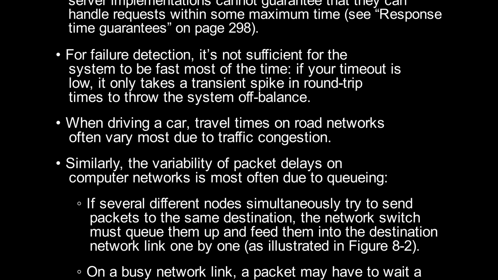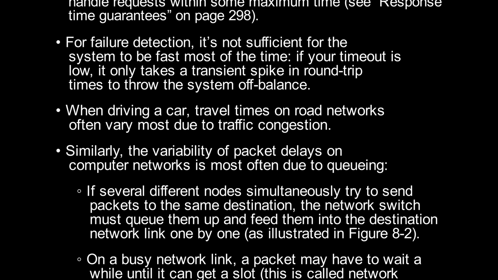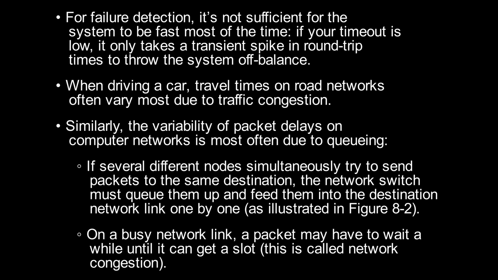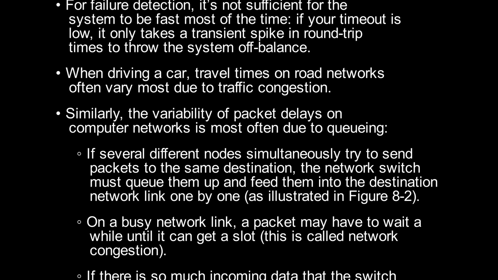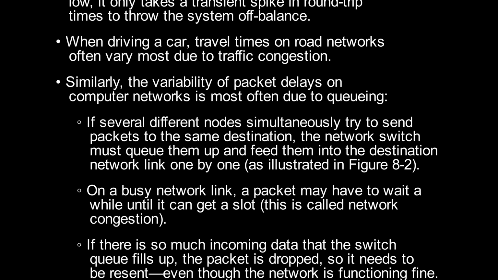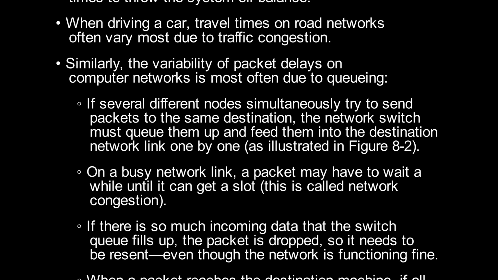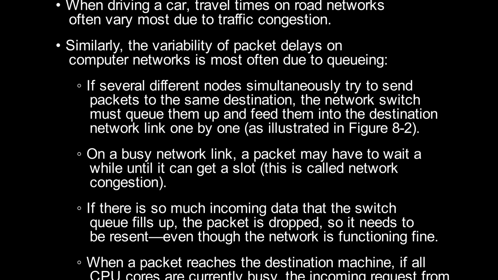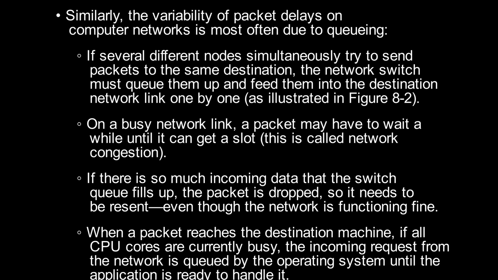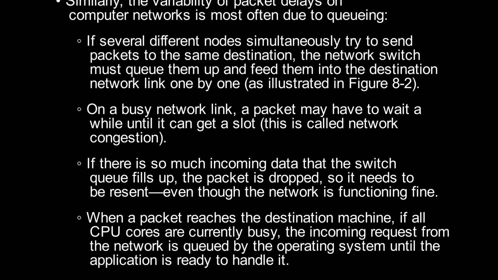If several different nodes simultaneously try to send packets to the same destination, the network switch must queue them up and feed them into the destination network link one by one, as illustrated in Figure 8-2. On a busy network link, a packet may have to wait a while until it can get a slot. This is called network congestion. If there is so much incoming data that the switch queue fills up, the packet is dropped, so it needs to be resent even though the network is functioning fine.